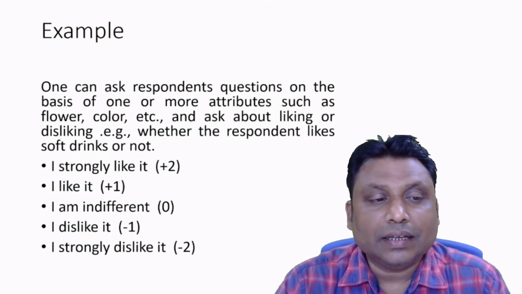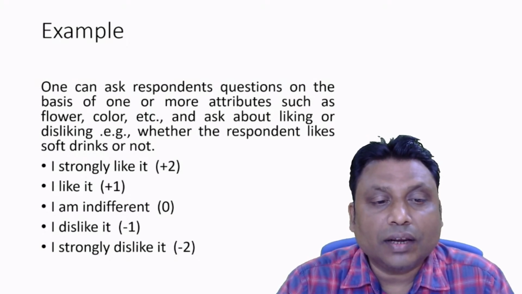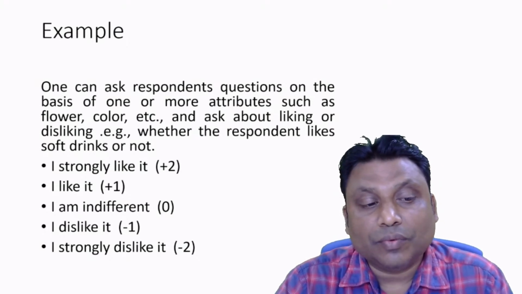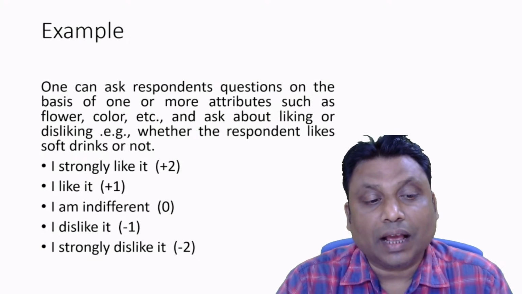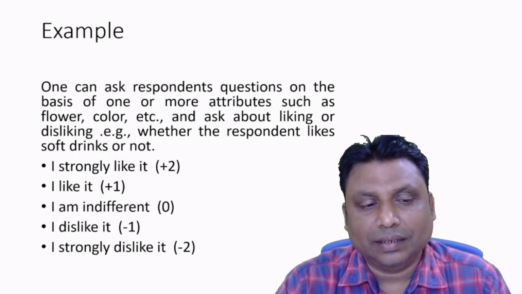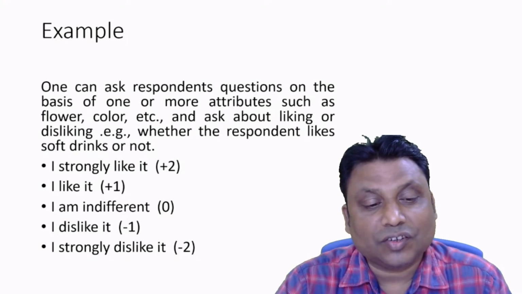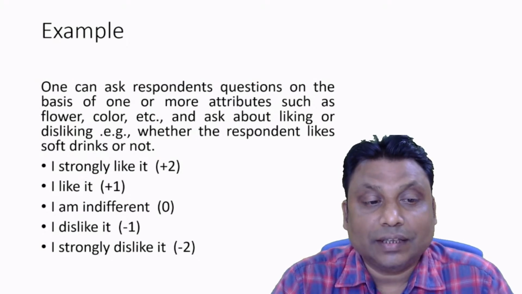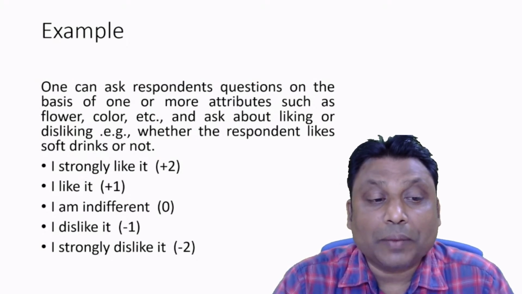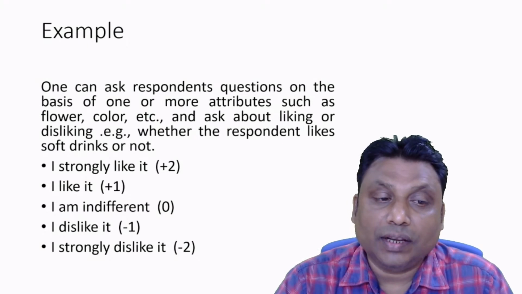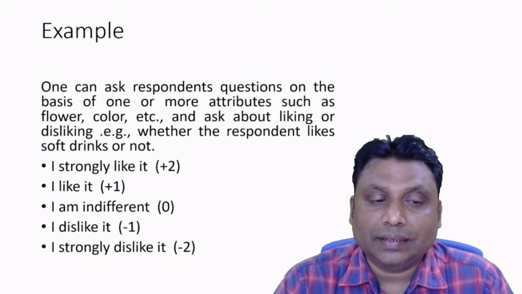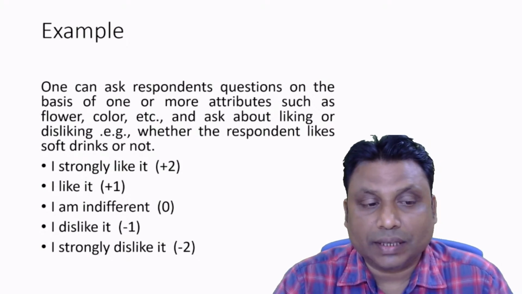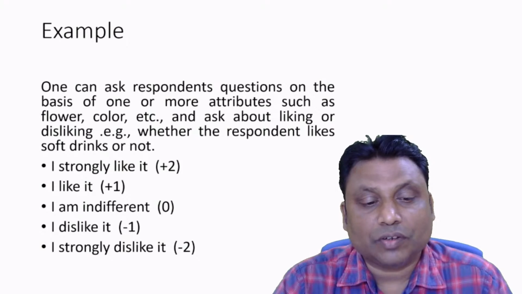What are the scales? Suppose for soft drinks: I strongly like it, I like it, I am indifferent or cannot say, I dislike it, I strongly dislike it. So what happened here is we categorized five items: strongly like, like, indifferent or neutral or normal, dislike, and strongly dislike.